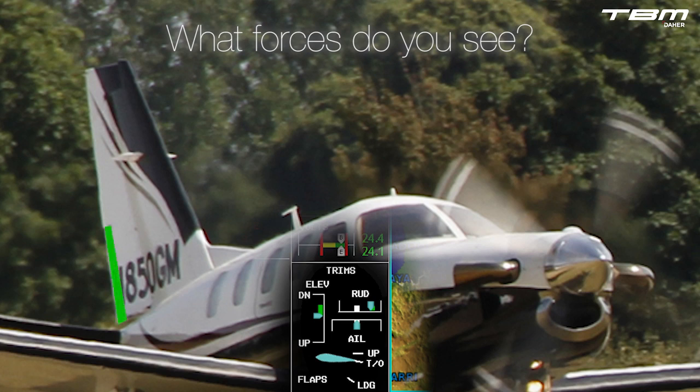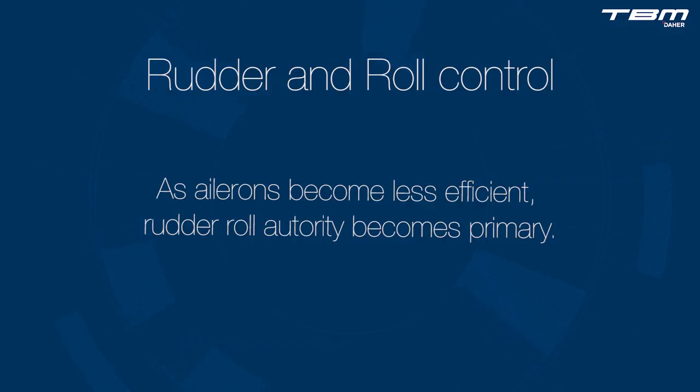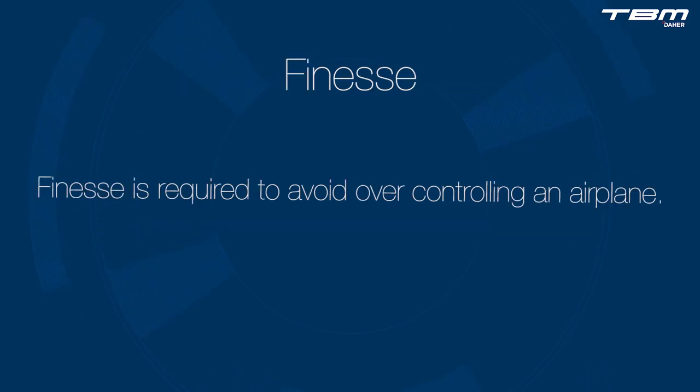Proper use of trim settings during takeoff reduces the control forces required to maintain aircraft control. As an airplane slows below reference approach speed, less than 1.3 VSO, the ailerons become less efficient. However, the rudder's secondary effect, contributing to roll control, becomes primary. Finesse is required to avoid over-controlling an airplane. If not managing the rudder properly, abrupt applications of either the flight controls and/or power when flying at the edge of the envelope could pitch, roll, or yaw an airplane forcefully enough to induce and aggravate a stall.